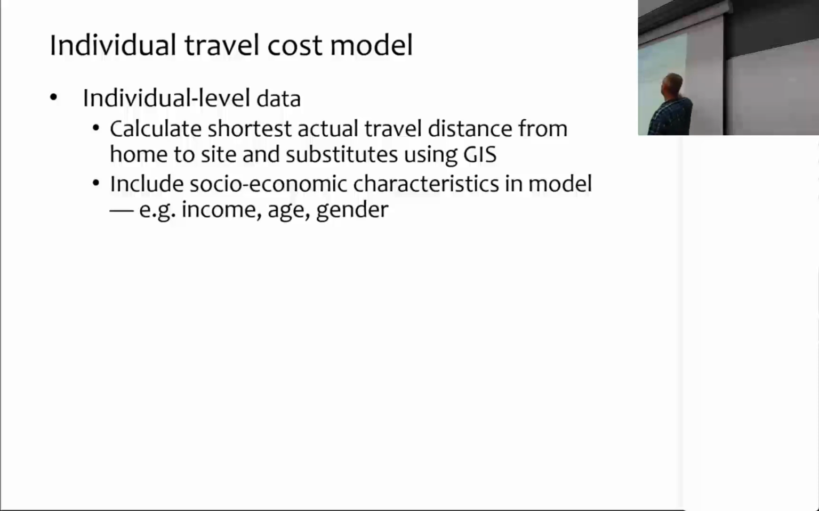Of course, what you also want to include in your model are such things as, do older people behave differently than younger people? They typically do. Do men behave differently than women? Do rich people behave differently than poor people, right? And the answer to all of these questions is typically they do.